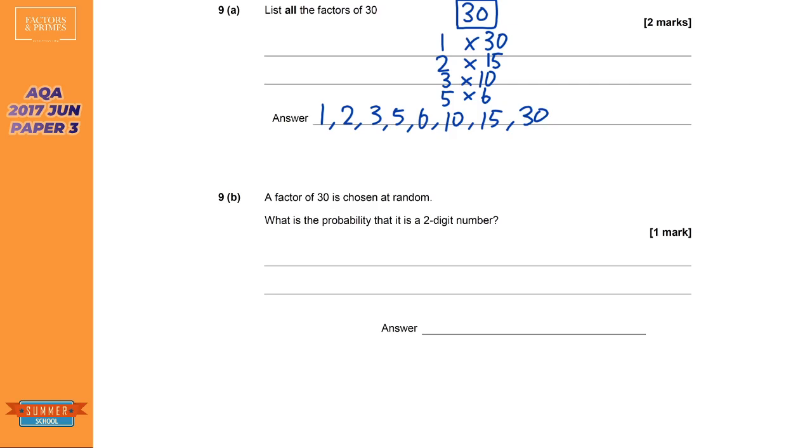Right, question B says that one is chosen at random, work out the probability that it's a 2-digit number. Now with probabilities, it's always the thing you're looking for over the total amount. Now we can count here that there are 8 numbers in total, and how many are 2-digit? So 1, 2, 3. So the answer would be 3 over 8.